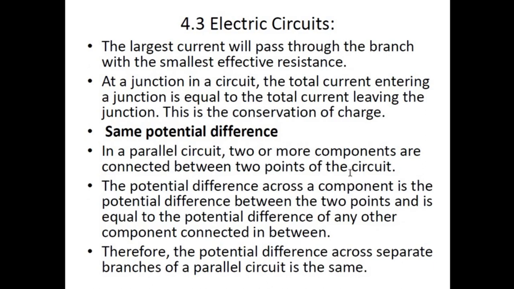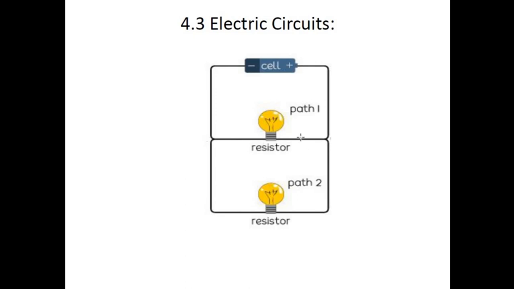The largest current will pass through the branch with the smallest resistance. At a junction, the total current entering a junction is equal to the total current leaving the junction. That is the law of conservation of charge. Same potential difference. In a parallel circuit, two or more components are connected between 2 points of the circuit, like over here.